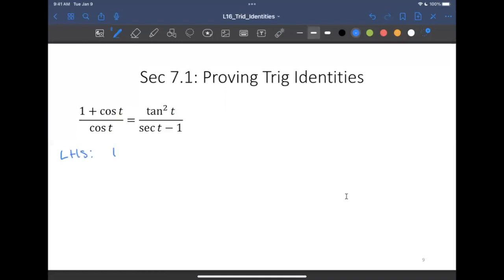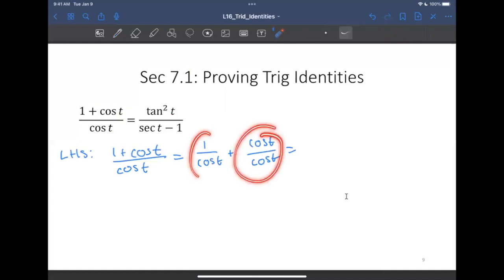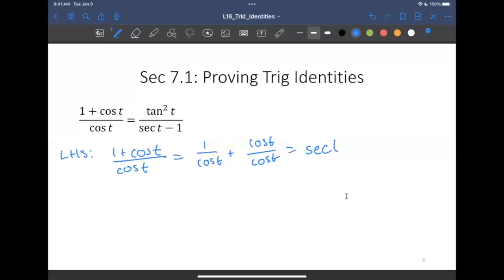Here we have 1 plus cosine of t over cosine of t. I'm going to split it up into two fractions, so I get 1 over cosine of t plus cosine of t over cosine of t. Cosine of t over cosine of t is just 1, right? This is just 1, and this is secant of t, which we've seen 100 times now. Secant of t plus 1, so that's the left-hand side. And the right-hand side, we hope we get the same simplification.